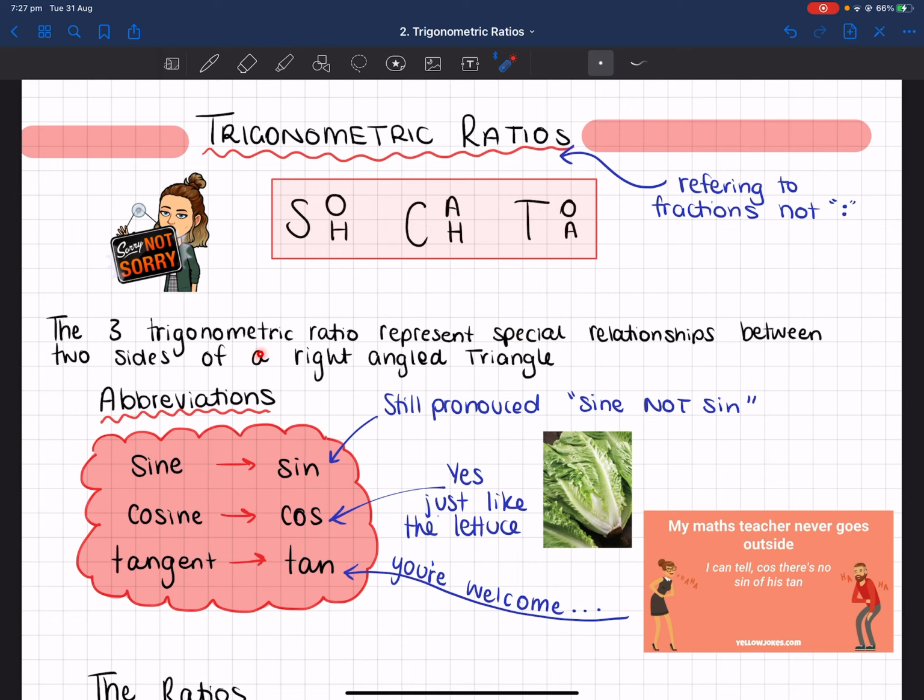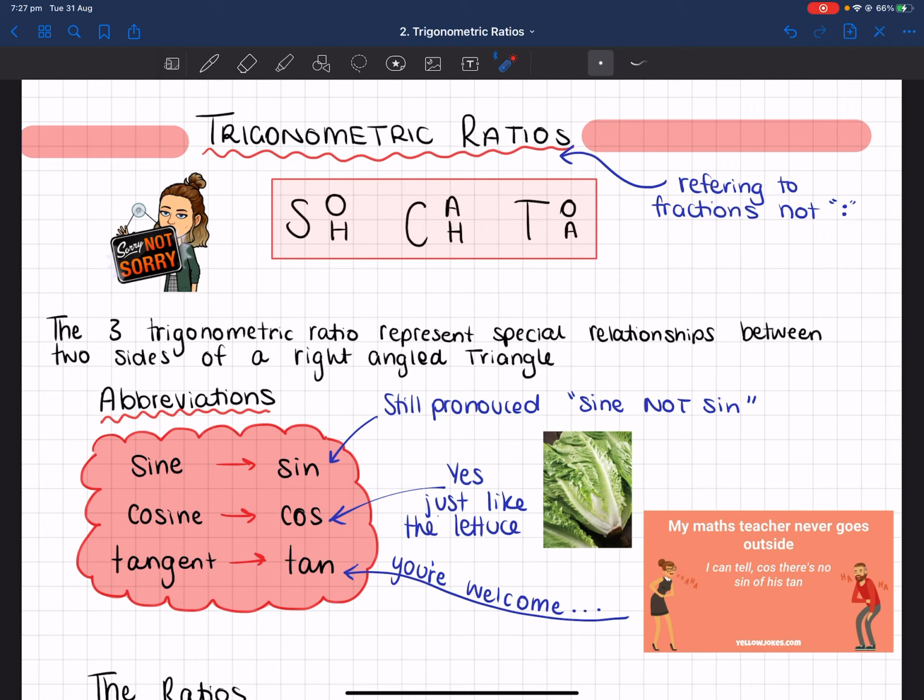Okay, so with our trig ratios, basically there's a special fraction that represents a relationship between two sides of our right-angled triangle. So the shortened version is SOHCAHTOA. The word ratio is actually representing a fraction, not the dot that we're used to looking at ratios for, like a 3-to-1 or a 5-to-4 ratio, whatever. So with this SOHCAHTOA, it comes down to sine, cosine, and tangent.